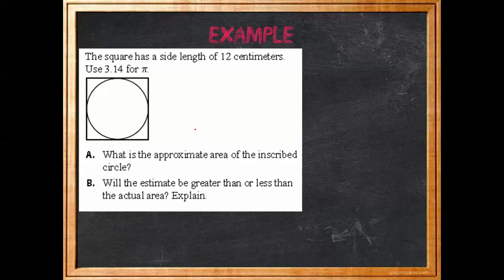Here it says the square has side lengths of 12 centimeters. Use 3.14 for pi. What is the approximate area of the inscribed circle? Well, we know that the square has side lengths of 12 centimeters, so we know that the diameter then is also 12 centimeters. So the area is pi r squared. If the diameter is 12, we know that the radius is 6. 6 times 6 is 36. We have pi 36. Now we have 36 times 3.14.